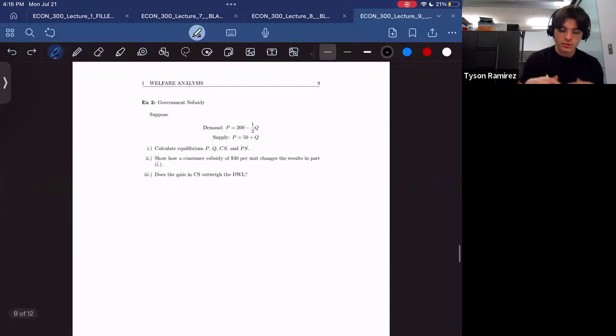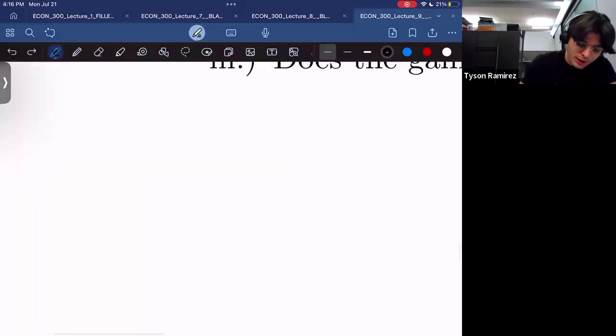Now, next, we want to consider what about a subsidy? Want to do the exact same thing, but now we want to consider, remember, a subsidy is where they pay you. You're not paying extra, they're paying you some money. And here's where I just want to add a note.